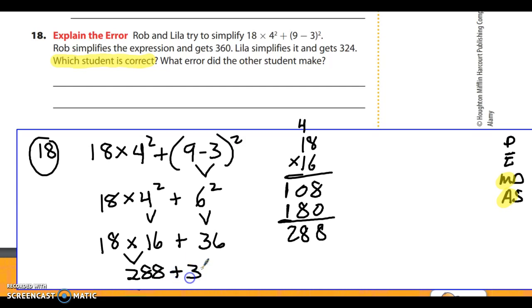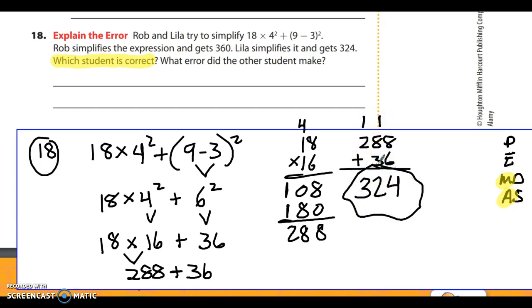Plus 36. That's going to be my last step. So I'm going to go over here and do 288 plus 36. And 8 plus 6 is 14. 8 plus 3 is 11. Plus 1 is 12. And 1 plus 2 is 3. You get 324. So go back up to the directions.